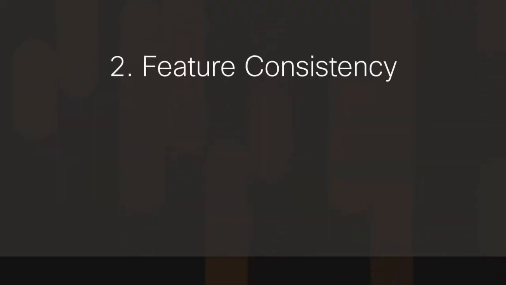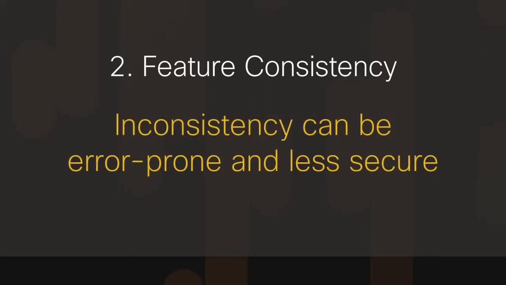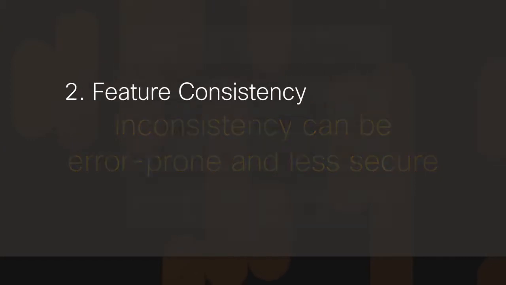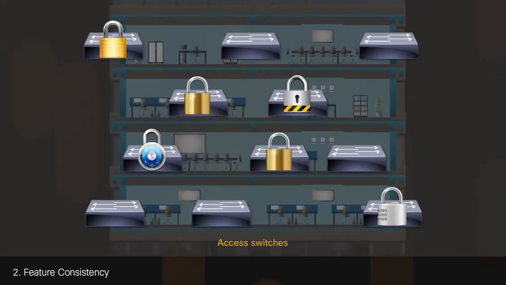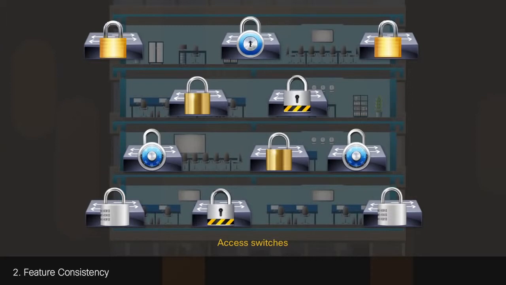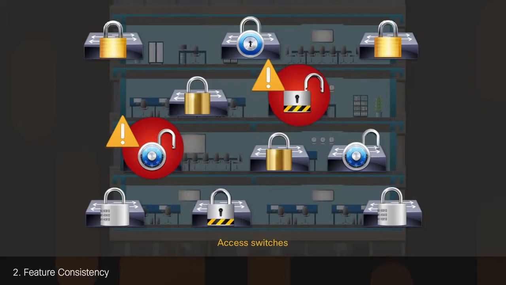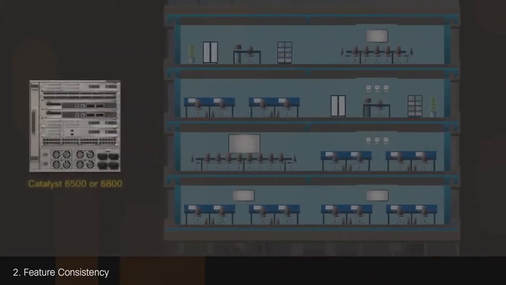Use Case 2. Feature consistency. Feature inconsistency can make your network more prone to error and less secure. When your access switches have to be individually administered and verified for feature consistency, the opportunities for error multiply. And if the feature in question is a security policy, inconsistency and error can mean vulnerability to security breaches and to falling out of compliance with regulations.